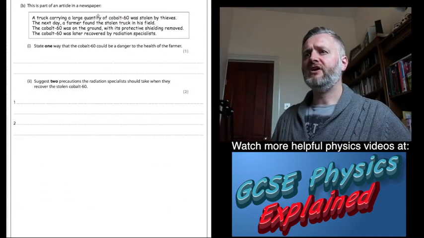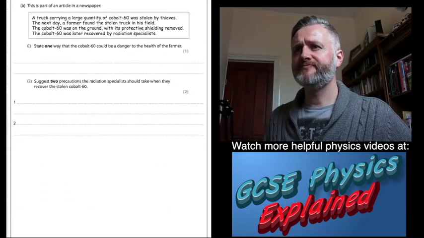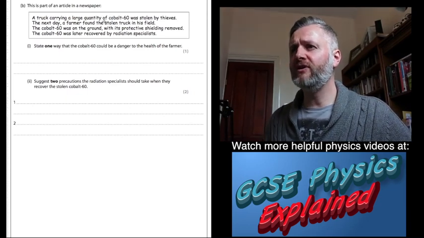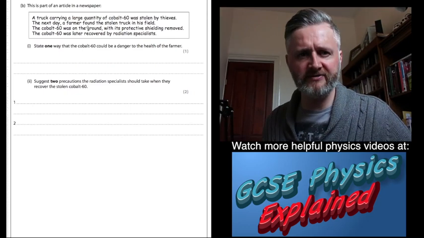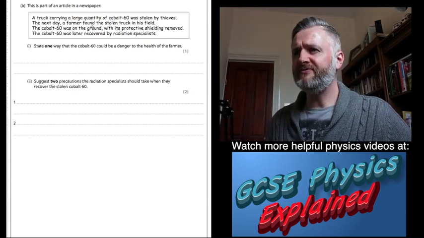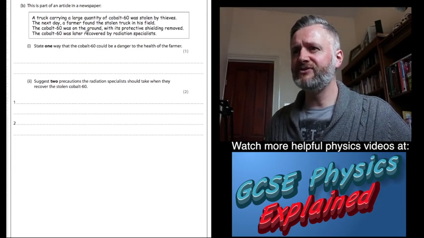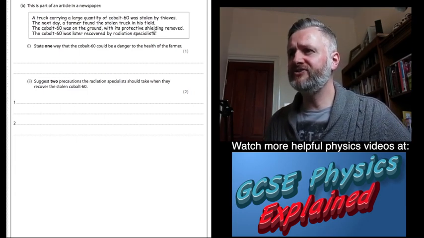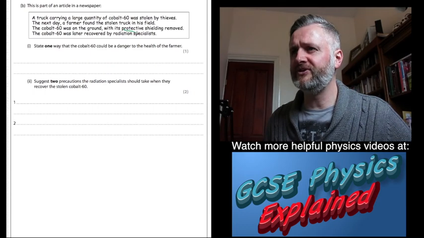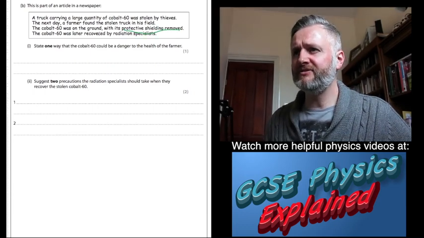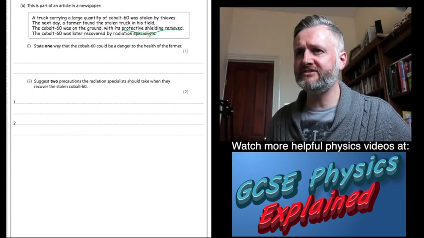B. This is part of an article in a newspaper. A truck carrying a large quantity of cobalt-60 was stolen by thieves. They get everywhere, don't they? The next day, a farmer found the stolen truck in his field. The cobalt-60 was on the ground, with its protective shielding removed. Oof, naughty. The cobalt-60 was later recovered by radiation specialists.